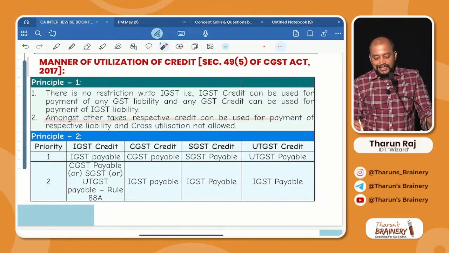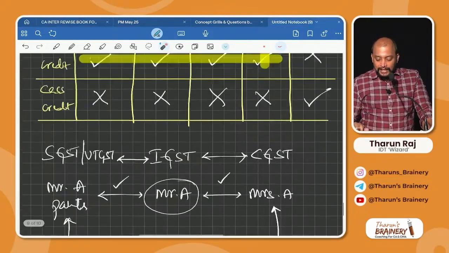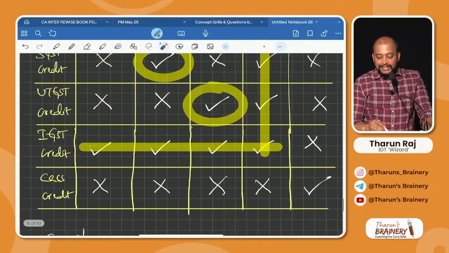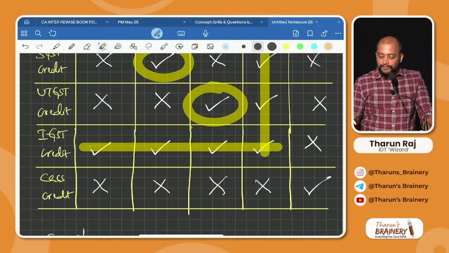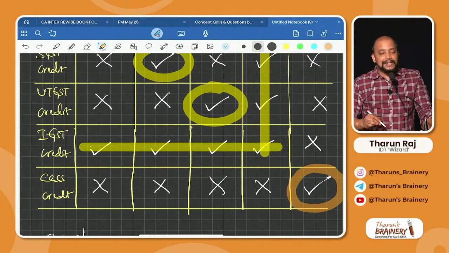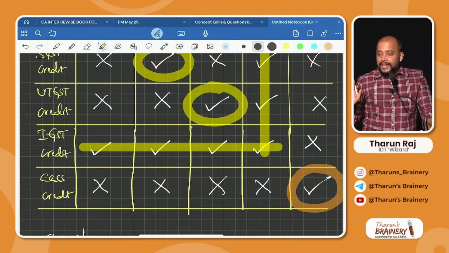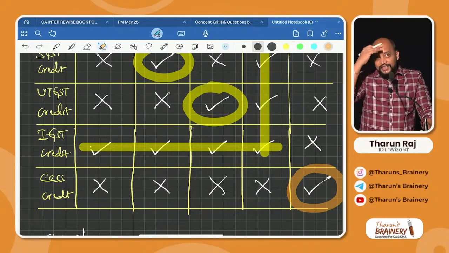Amongst the other taxes, respective credit can be utilized for payment of respective liability, and cross utilization is not allowed. Sir, then what about this cess? Cess is in no way connected to the family, okay? This is like relatives. In no way connected to the family. They will connect with them only.